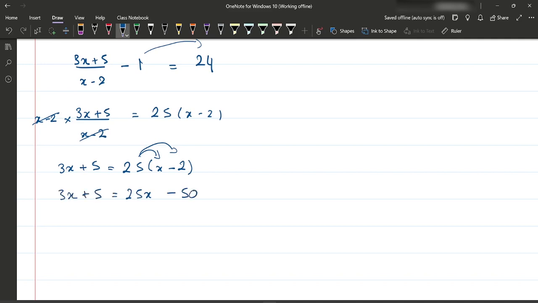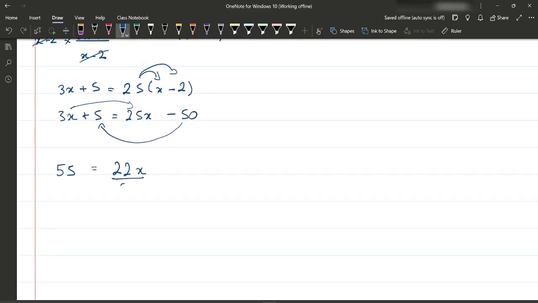Okay, so I want to keep things positive, so I'm going to take this minus 50 all the way over here, and I'm going to take this 3x all the way here. This is going to keep things positive for me, so I will do that. This will give me 55 equals 22x, probably. I hope I've done this properly. So next I'm going to divide on both sides.